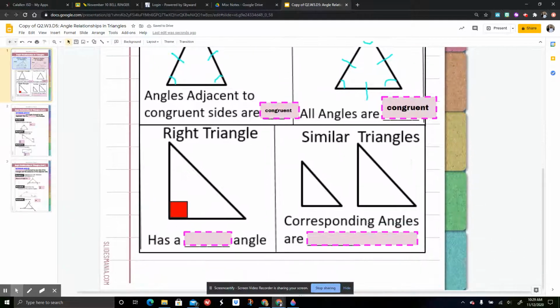In a right triangle, it must have a right angle. And you'll know it's a right angle with the little box. For similar triangles, corresponding angles are congruent. What that means is the angles that are in the same spot on the two triangles are congruent. So this angle would be congruent to that angle. This angle would be congruent to that angle. And this angle would be congruent to that angle.